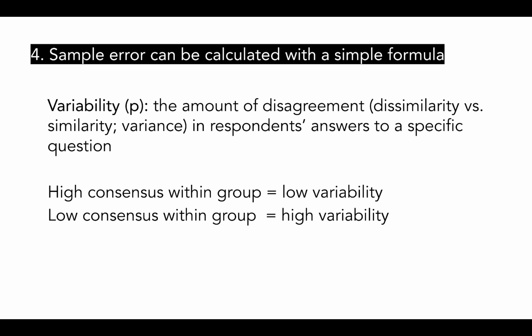Let's take the example of age. High variability in age would be a group of people with very widely differing ages. So ages that are very wide apart. So maybe there's babies in the room and there's elderly people in the room. So age ranging very widely. That's high variability in age.